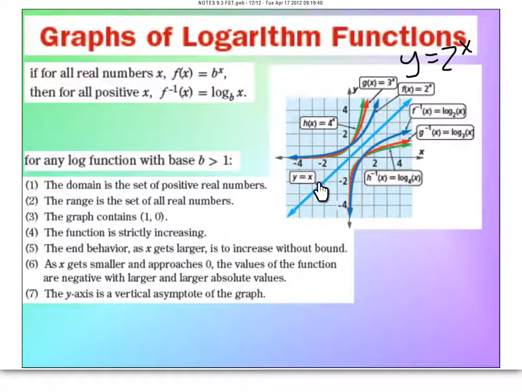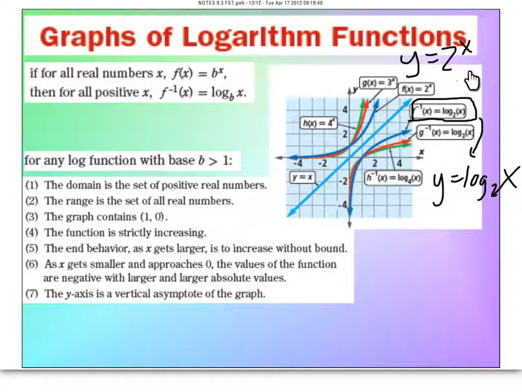Then we see this light blue line, and that's just the equation y equals x. Well, we know if we take this blue graph and flip it over this light blue graph, we will get its inverse function. So what they're saying is that this one right here is the inverse of it. And if I rewrite that, this would be y equals log base 2 of x. I want to show you that they are inverses of each other.